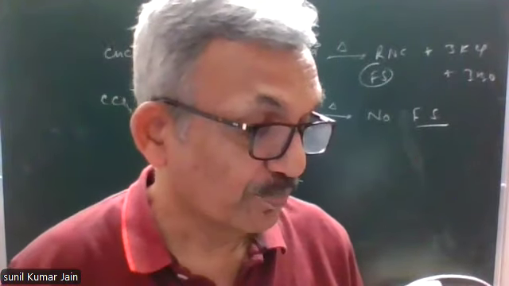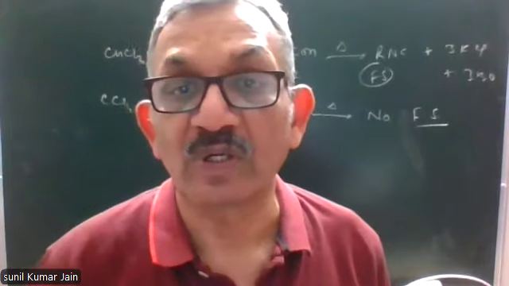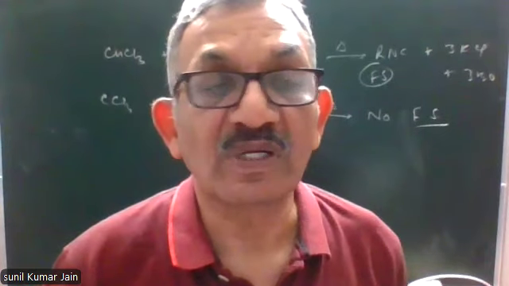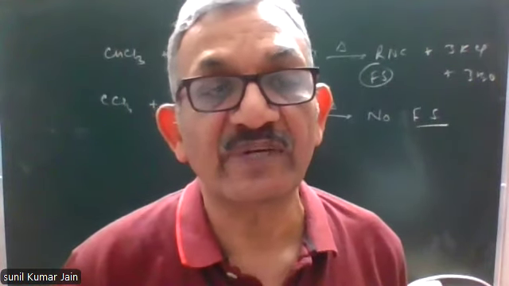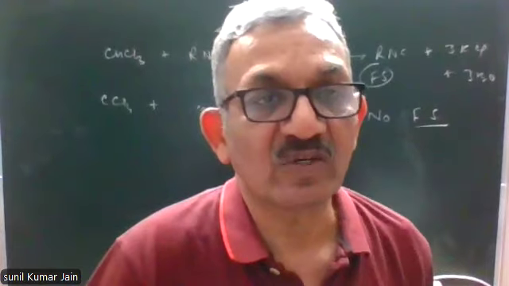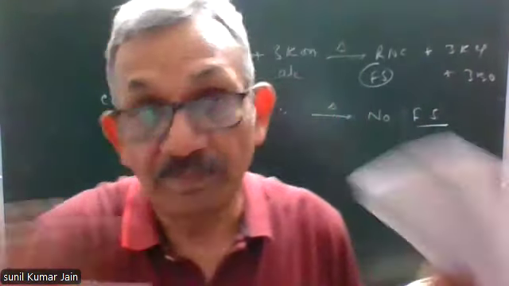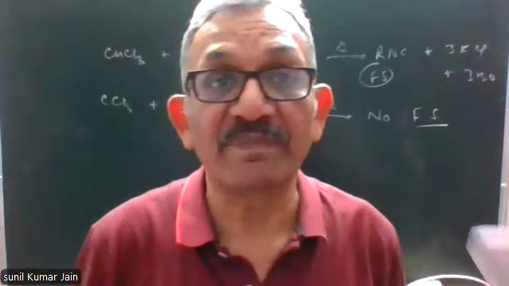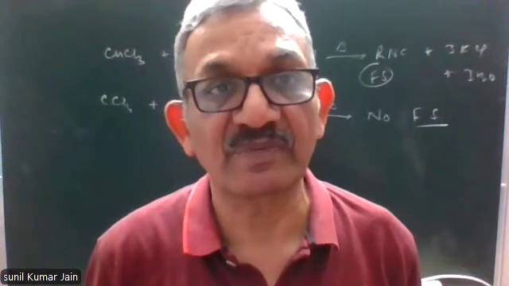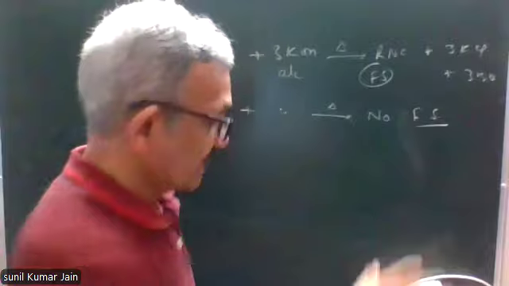Next, 1-propanol and 2-propanol. When reacted with iodine NaOH, 2-propanol will give a yellow crystalline solid, while 1-propanol will not. But remember, you should be able to write a balanced chemical equation. That is something very important. Next question.